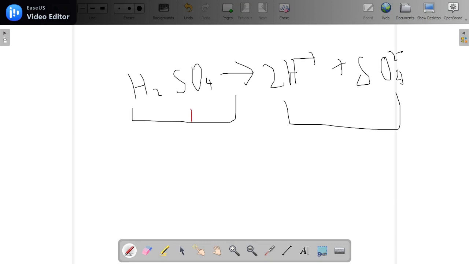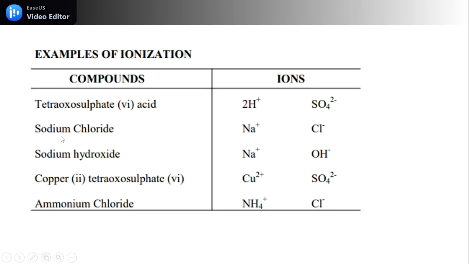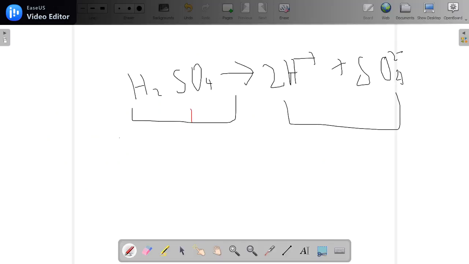So now what we should note here is that, okay, let's proceed with the explanation. Let's move to another one. Here we have sodium chloride. As we all know how the compound is written, because you are expected to have understood this.